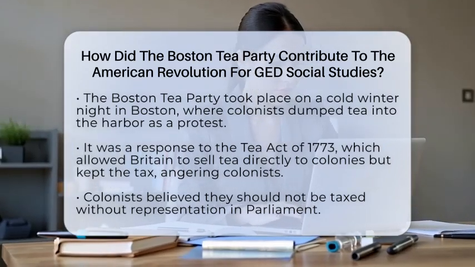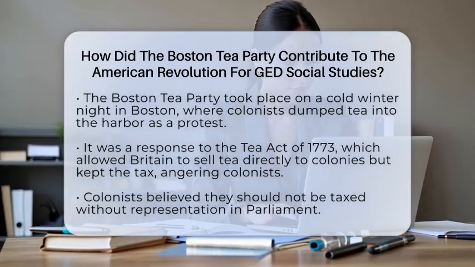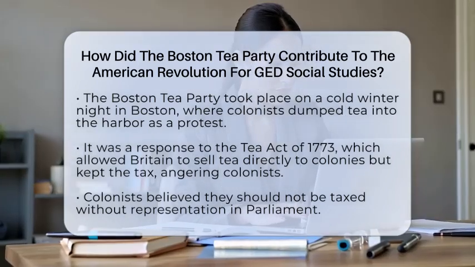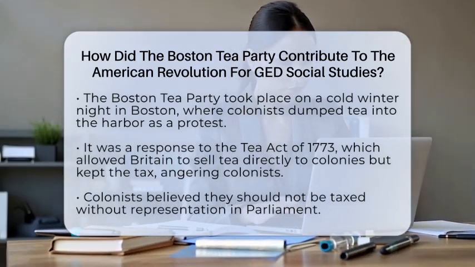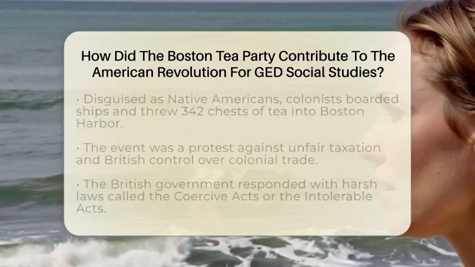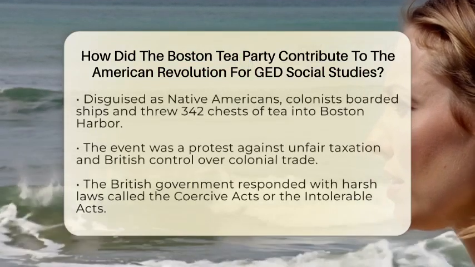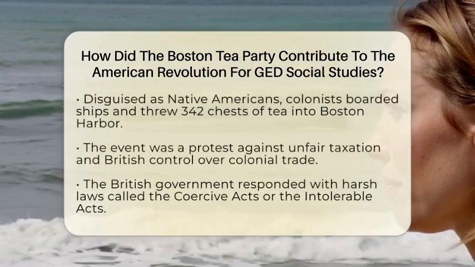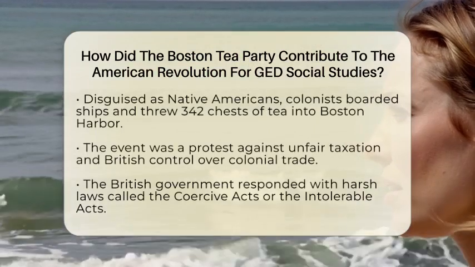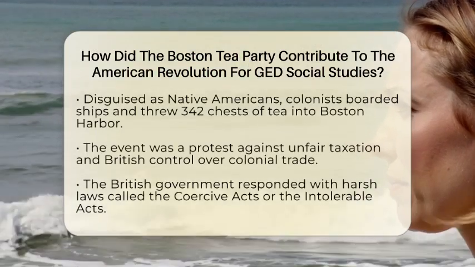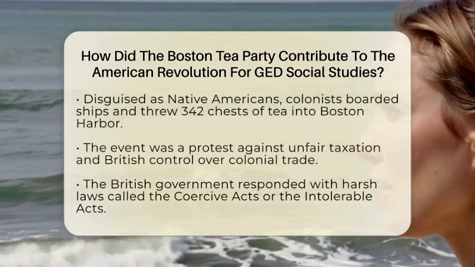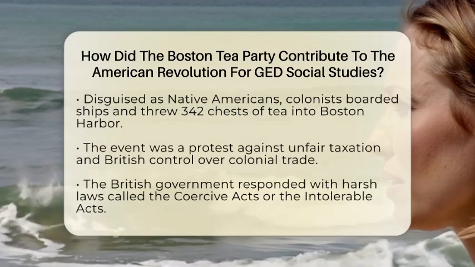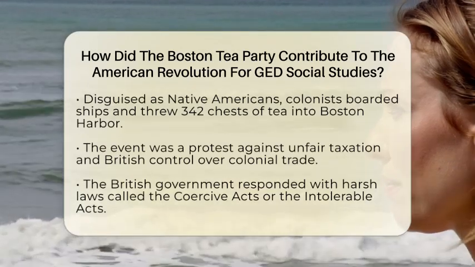The colonists were angry because they had no say in British laws, especially taxes. The Tea Act of 1773 allowed a British company to sell tea directly to the colonies, but it kept the tax on tea. The colonists saw this as unfair because they had no representatives in Parliament to voice their opinions. They believed they should not be taxed without their consent.